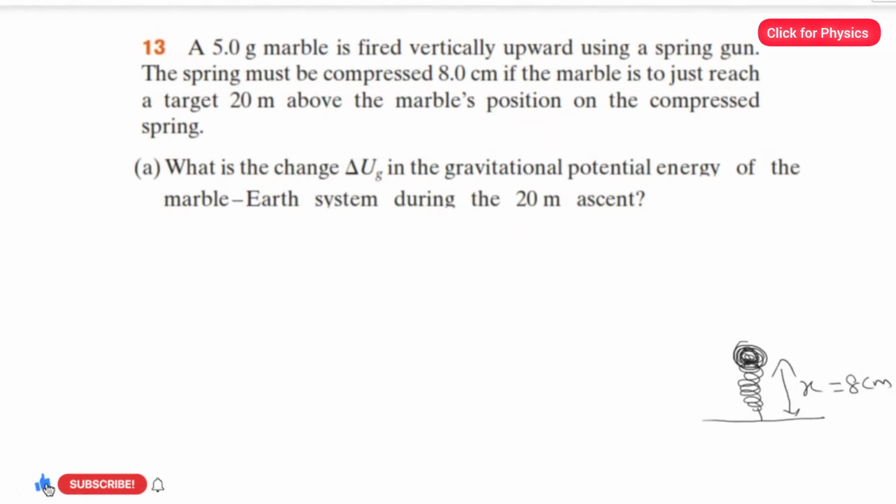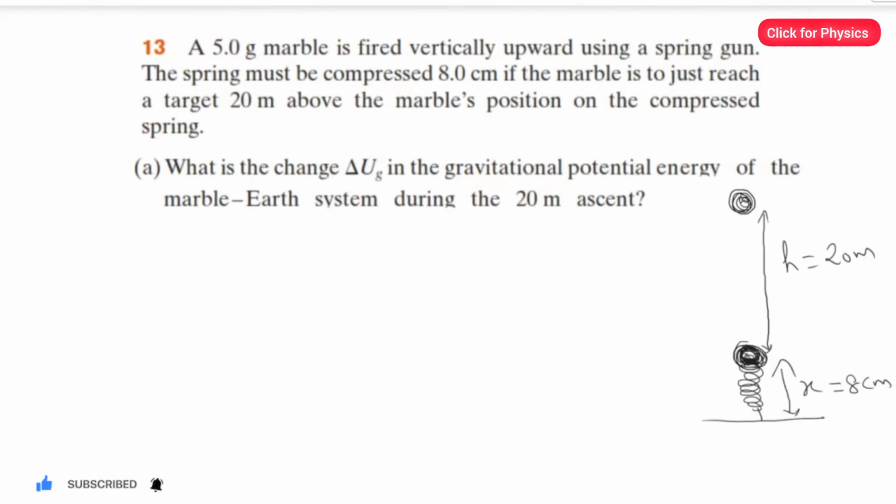So this is the marble, and this marble's mass is given. And when you shoot this, what will happen? The marble reaches the maximum height here. So what is the height of this marble? When you shoot this marble using the spring gun, you compress the spring to 8 centimeter and put the marble on the top of the spring, and when you trigger it, the marble reaches a vertical height of 20 meters. That means from here to here, the height is 20 meter.